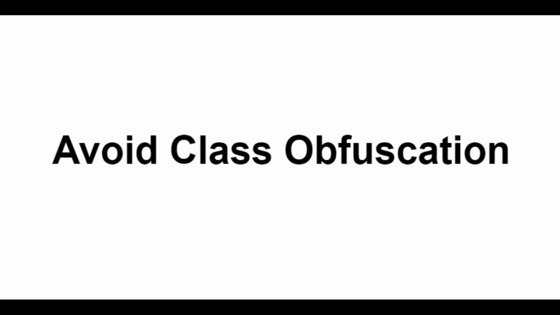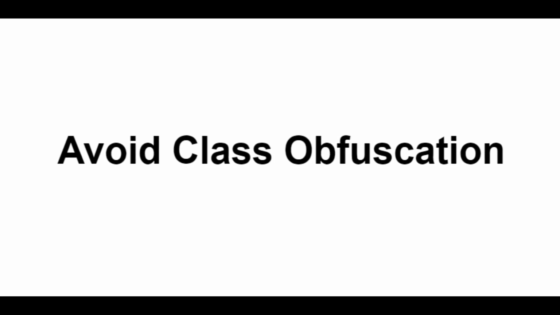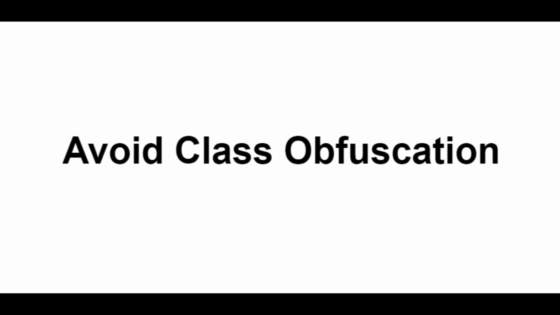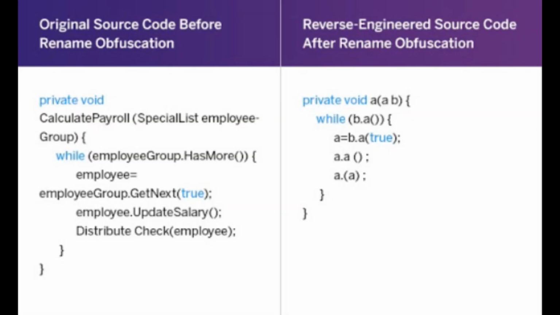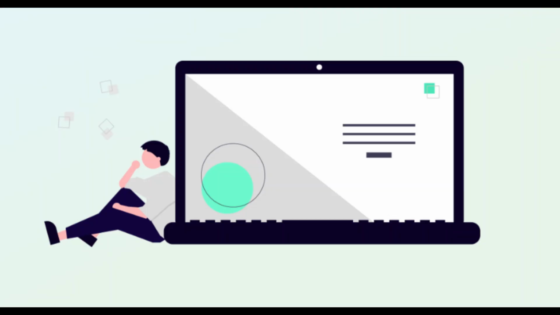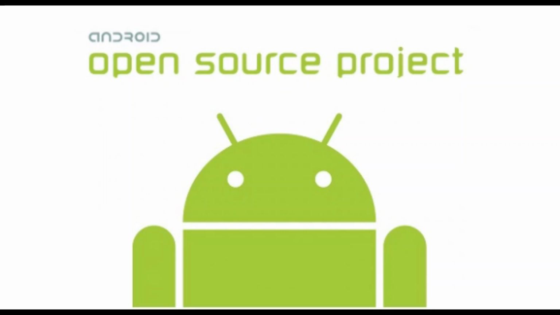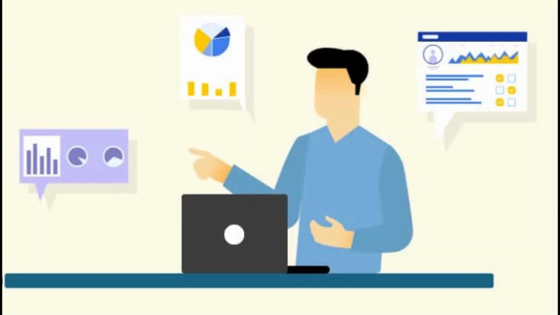In today's video, I will tell you how to avoid class obfuscation. Class obfuscation is the process of intentionally making class names difficult to understand or read in order to protect the intellectual property of the code. However, there are some situations where you may want to prevent class obfuscation, such as when you are developing an open source project and want to make it easy for other developers to understand your code.